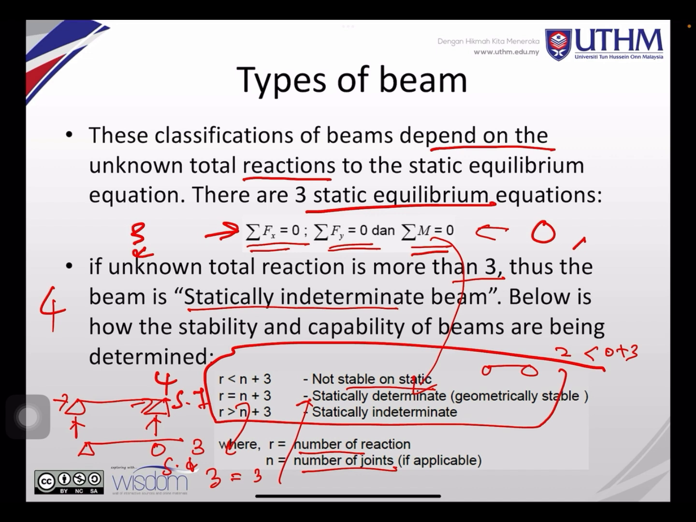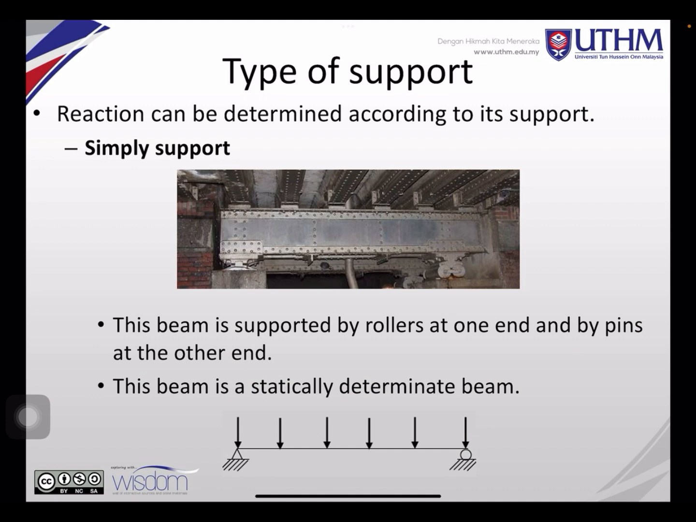But in this case, R is greater than n plus 3, so 4 is greater than 3. It is statically stable, but it's indeterminate. You cannot get it from these three equations, because you only have 3 equations but your unknowns are 4. Okay, so example, types of supports here.